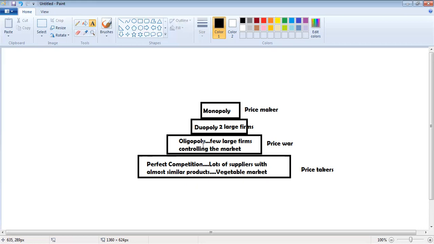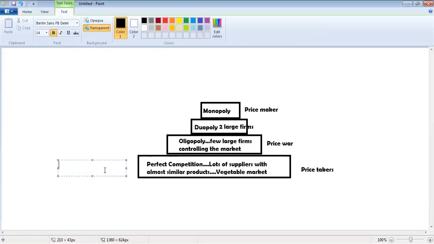Now, my question for you is, why doesn't a new firm enter and fight with them? Why doesn't someone go and fight with Microsoft, or with Apple and Google? They're too big, I guess. Because of barriers to entry. I'll just write it down here. Barriers to entry, yes.